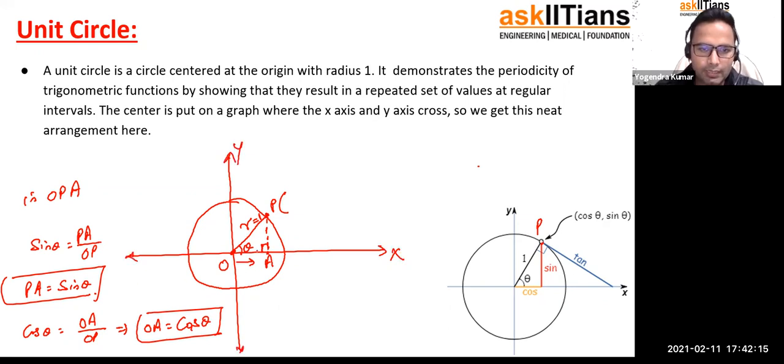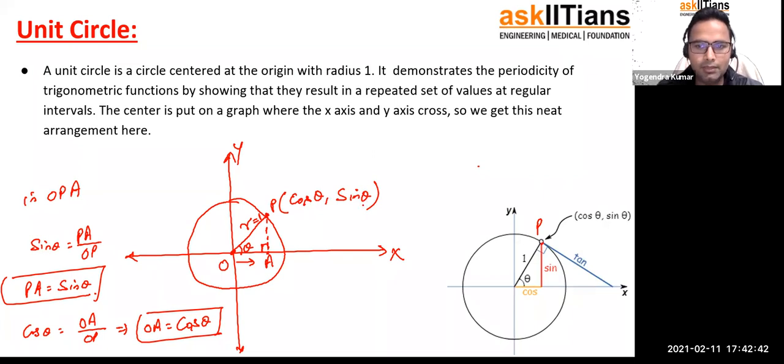So on the x-axis how much I moved, OA distance, then I reached this point, and on the y-axis I moved PA distance, right? So what is OA here? OA is cos theta. So the x distance is cos theta, and how much I moved vertically above is sine theta, right? So the coordinates of this point we can give as cos theta comma sine theta.